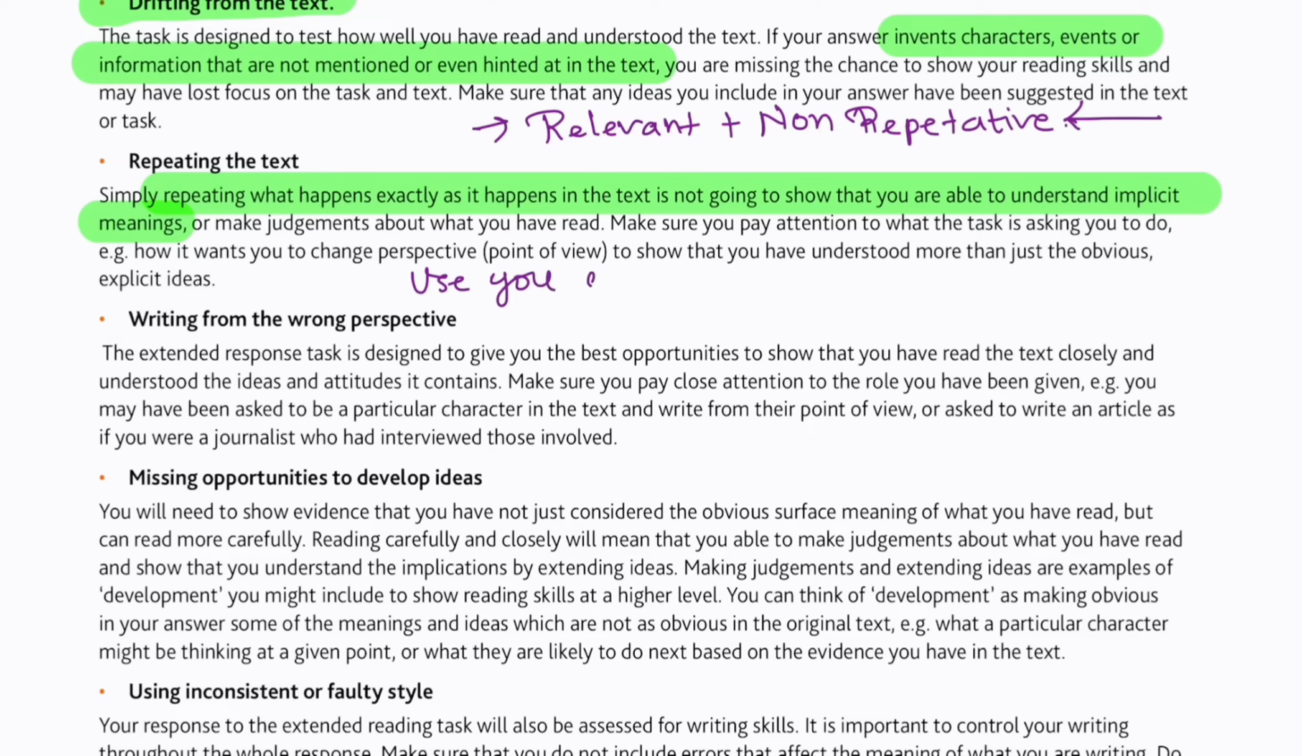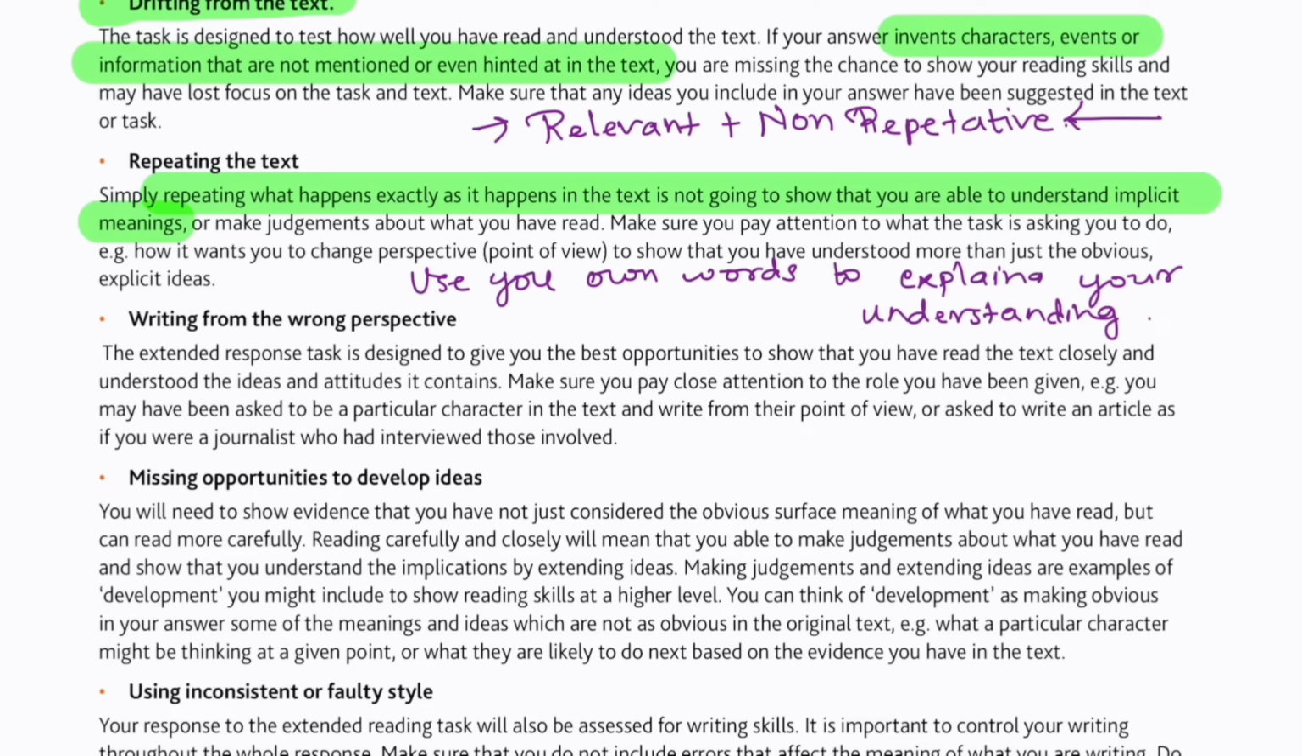Use your own words to explain your understanding. Your understanding. Okay. Very, very important. Next point is writing from the wrong perspective.